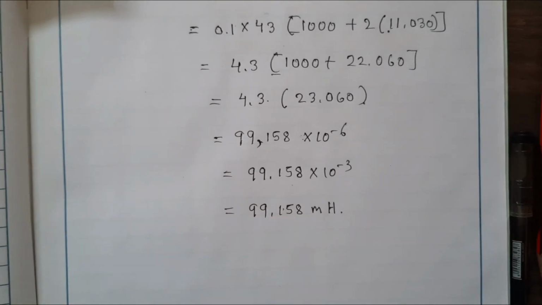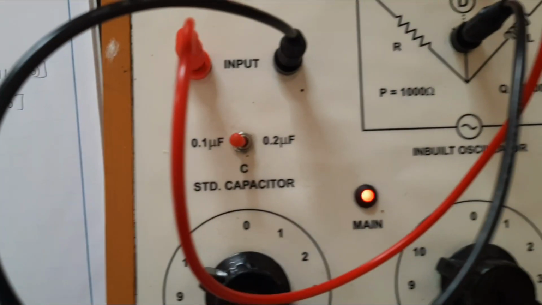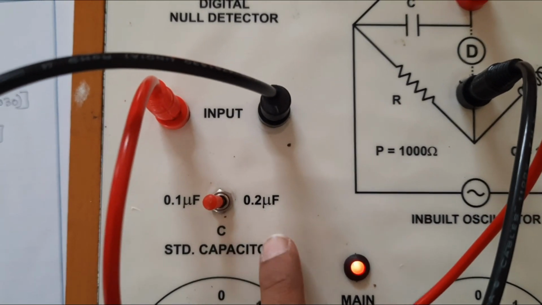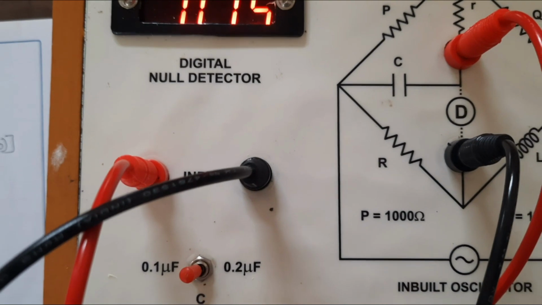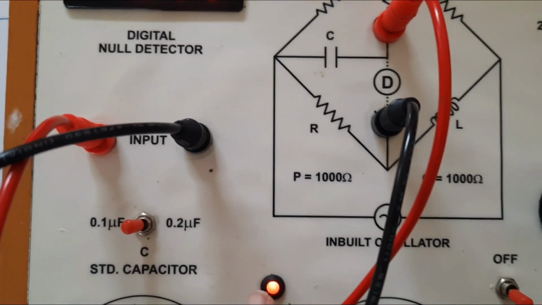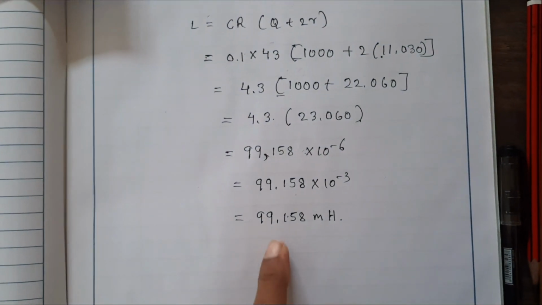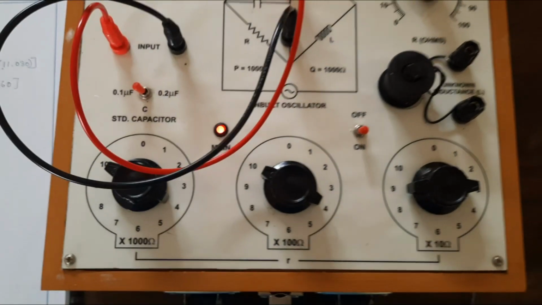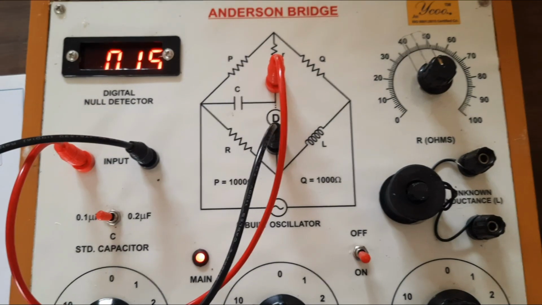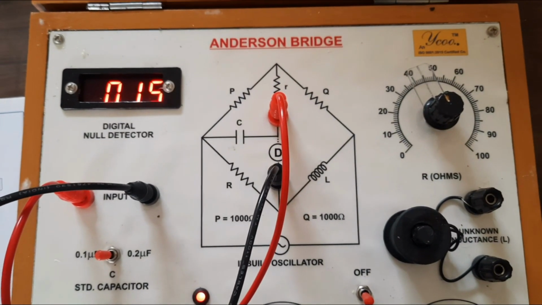Like that, you can repeat the same procedure for applying the capacitance 0.2 microfarad. For 0.2 microfarad also you must get the unknown inductance as nearly 100 millihenry. Like that you can do this experiment, that is the Anderson bridge.